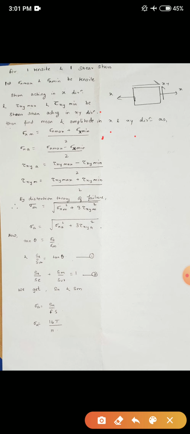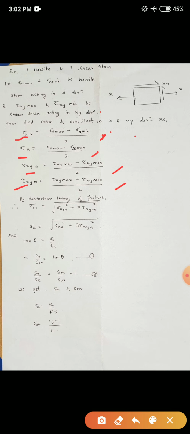For mean and amplitude in the x direction, we know the formula: sigma x max plus sigma x min divided by 2, and for amplitude, sigma x max minus sigma x min divided by 2. Similarly, for shear stress, tau xy amplitude is equal to what? Tau xy max minus tau xy min divided by 2, and the mean is equal to tau xy max plus tau xy min divided by 2. Now we have two amplitudes and two means separately.